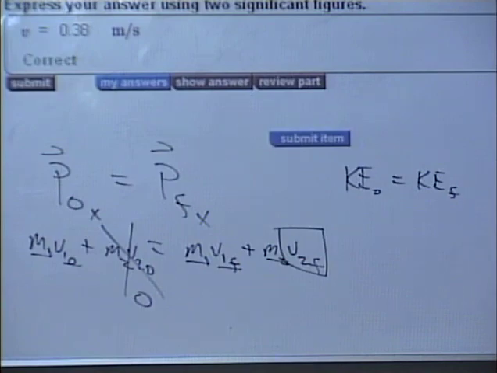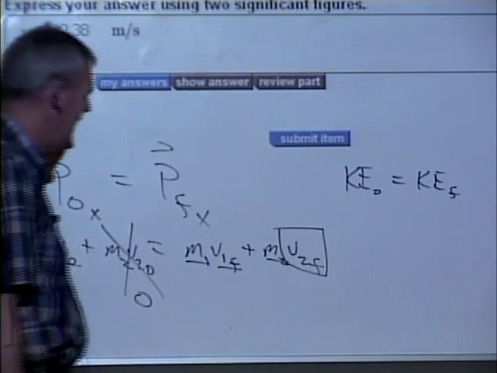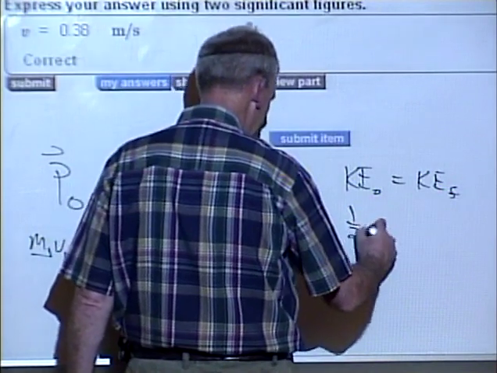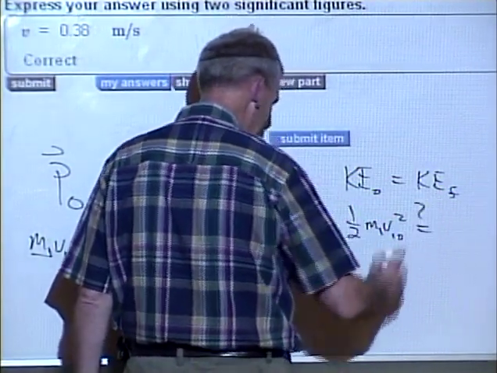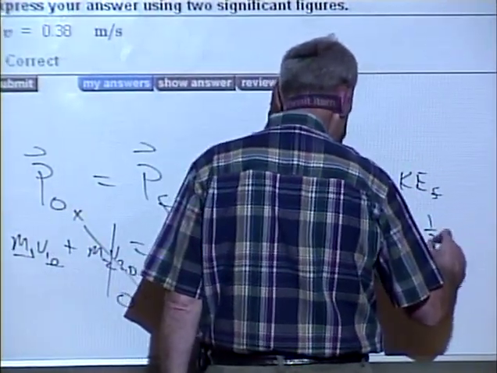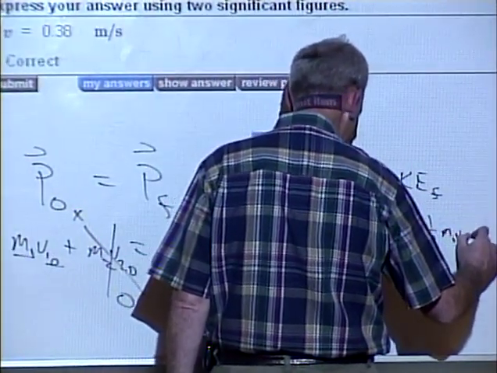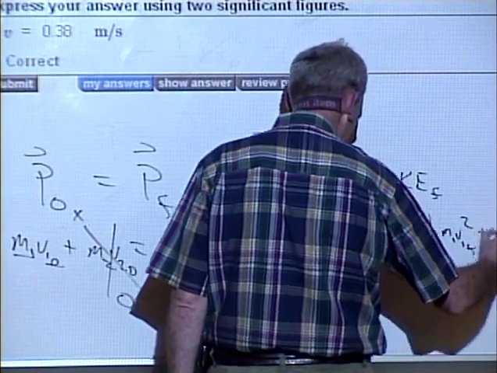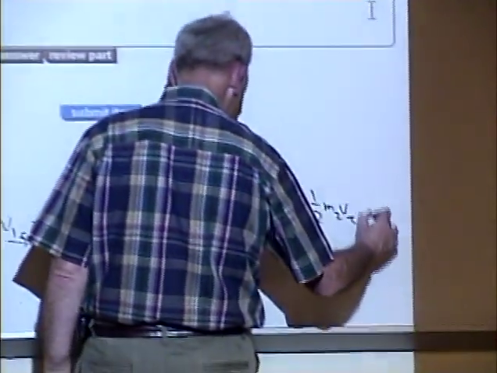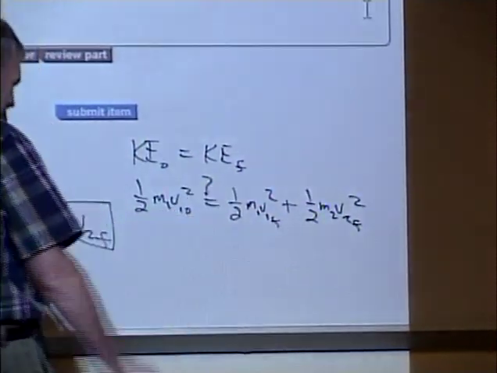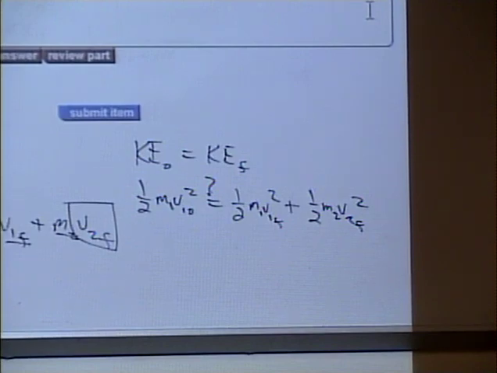I got so used to over the years of using KE for kinetic. All right. So you just do 1/2 m1 v1 naught squared. Does that equal 1/2 m1 v1 final squared plus 1/2 m2 v2 final squared? That's the question. I don't think so in this case. I think it's inelastic because it took a while for that bullet to burrow through that guy. So it's an inelastic collision.